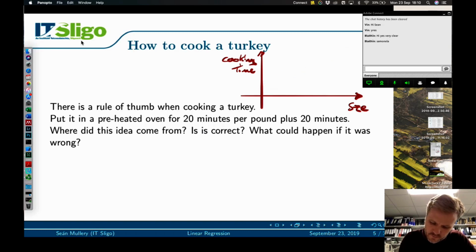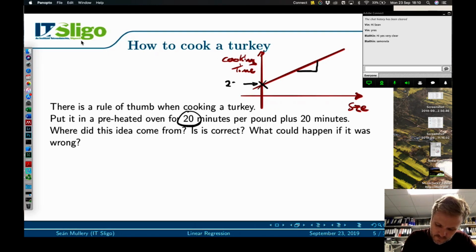That hasn't drawn that very straight for some reason. I'll do it again. Okay, so a straight line there, and we have two things. We have where it crosses the y-axis here, and we also have the slope of it here. And where it crosses the line, this part here, that is the 20 minutes. So 20 minutes. And the slope of it here is actually 20 minutes per pound. So the size is given in pounds. If it was given in kilos, we'd have some other value, but the slope would effectively be the same. So that's the slope here, which is 20 minutes per pound.